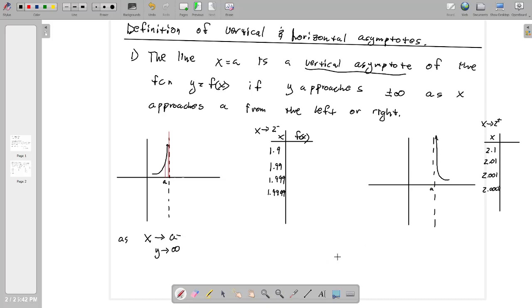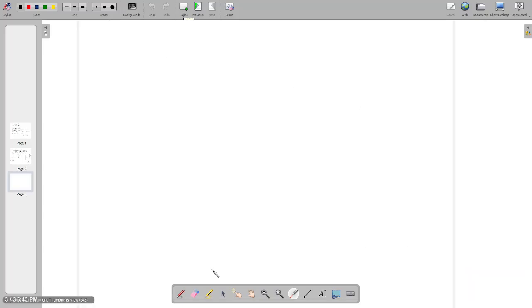something like this, where our y value is going up to infinity. x goes to a from the right, y goes to infinity. This is what this would look like graphically. As x approaches a from the right side, the y value is going to infinity. Now the other two are the negative infinity versions.